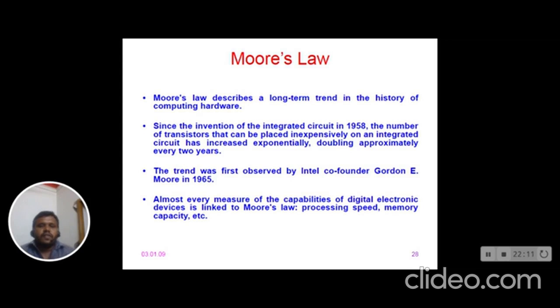Digital electronic devices are also linked with Moore's law. That is, they mainly depend upon the processing speed and memory capacity.